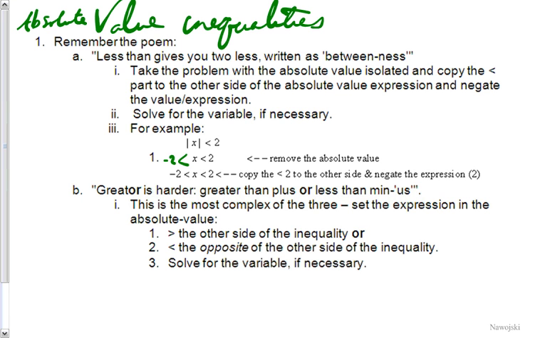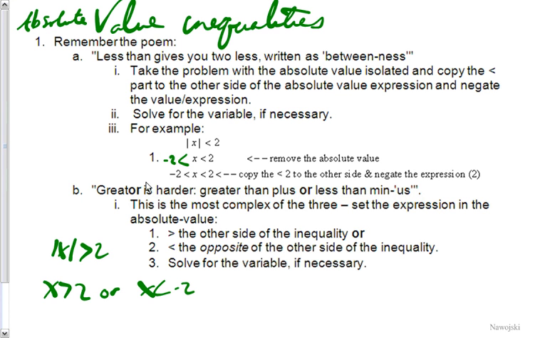Greater is harder because it's greater than the positive or less than the negative. Greater is an "or." It's one or the other. If you have the absolute value of x greater than 2, it's going to be itself, greater than 2, or it's going to be less than its opposite, so less than -2. There are no bars put underneath when I talk about opposite. It's just the opposite of the number.